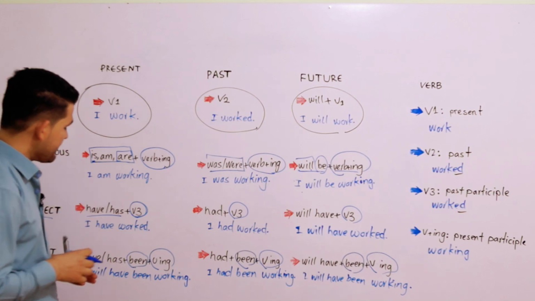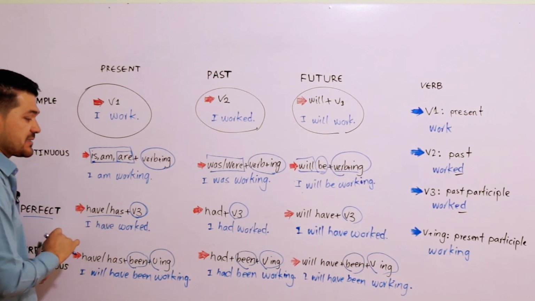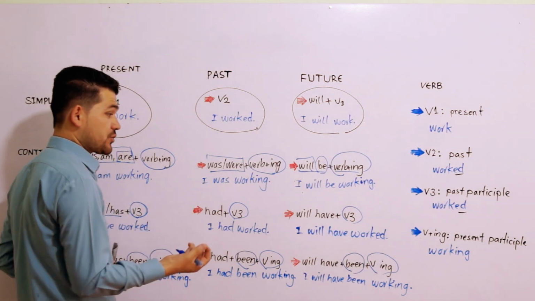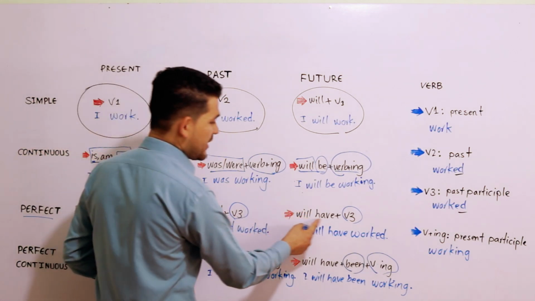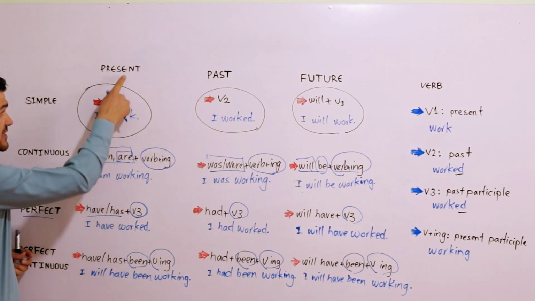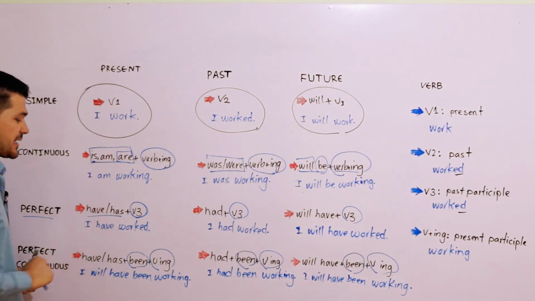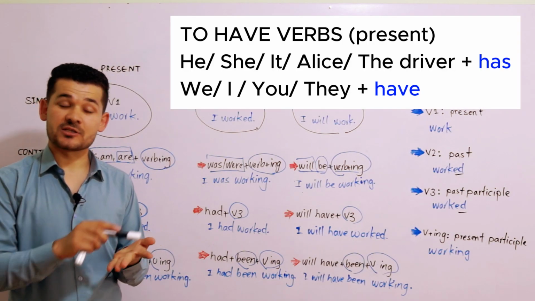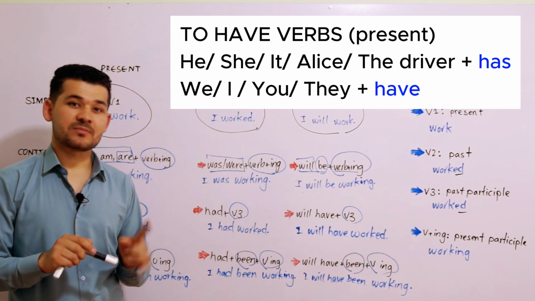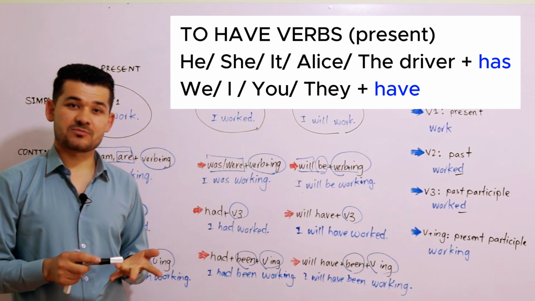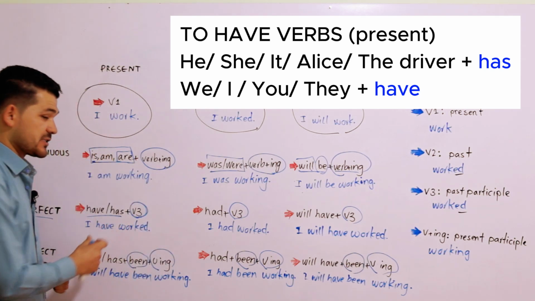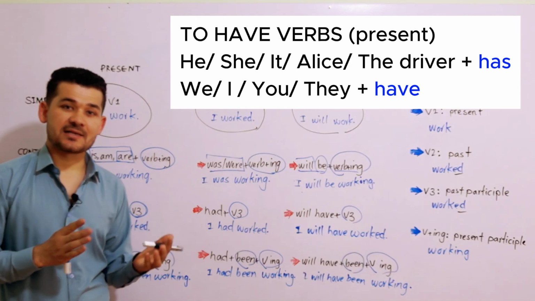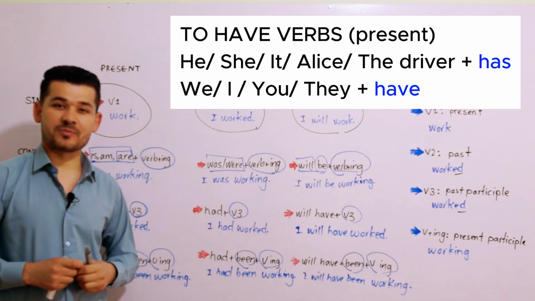So what are the to have verbs in the present? They are have and has. What is the past form of these? That is had. What is the future form of this to have verb? That is will have. So we have present perfect, have or has. We use has with the third singular person, like he, she, it, and nouns like the driver, or for example Alice, a single person. We say has. For example, the driver has. Or she has. He has. After that, we have the third form of the verb.